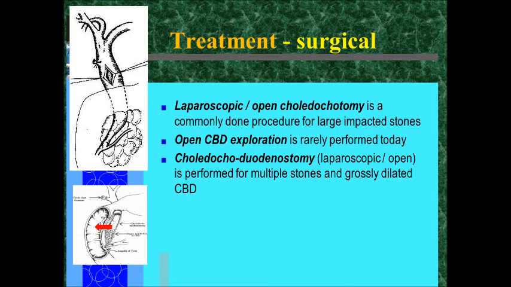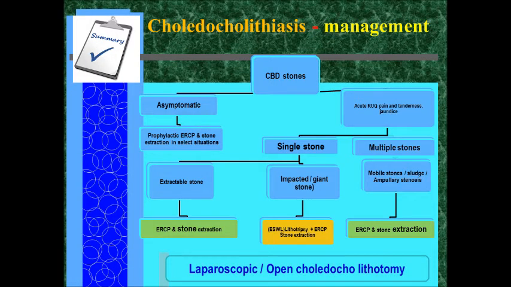extract them. The surgical procedure to remove a CBD stone would be to do a laparoscopic or an open choledochotomy. Open CBD exploration to remove a CBD stone is rarely performed today. When there are multiple stones and the surgeon is not definite that they have removed all the stones, and there is a grossly dilated CBD, the dilated CBD can be anastomosed to the duodenum, a procedure called choledochoduodenostomy, by a laparoscopic or an open method. Here you see the flowchart for the management of choledocholithiasis.